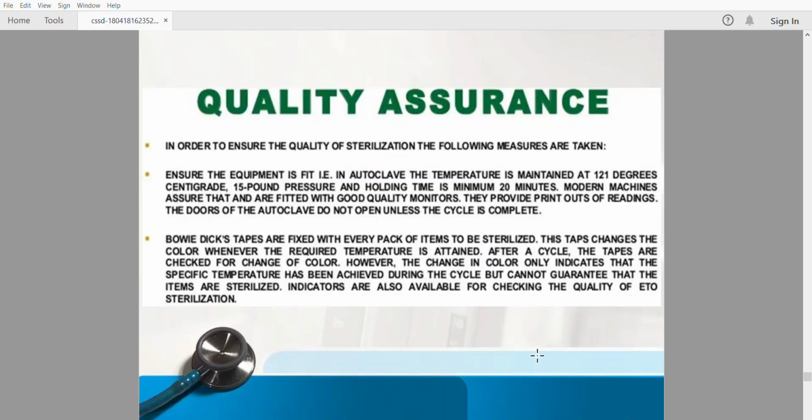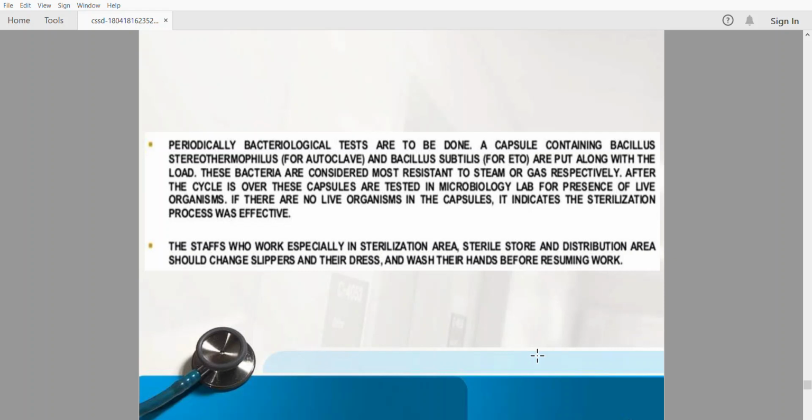Quality assurance. In order to ensure the quality of sterilization, the following measures are taken. Ensure the equipment is fit, with autoclave temperature of 121 degrees to 132 degrees based on the requirement. Bowie-Dick tapes are fixed on every pack of items to be sterilized. This tape changes color whenever the required temperature is attained. After the cycle, tapes are checked for the change of color. Indicators are also available for checking the quality of ethylene oxide sterilization. Periodically, bacteriological tests are also done.